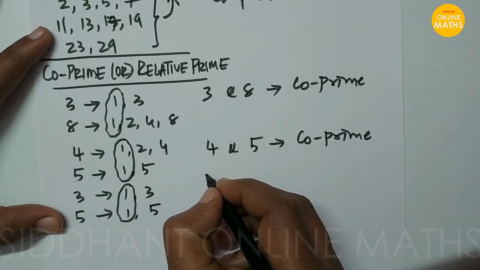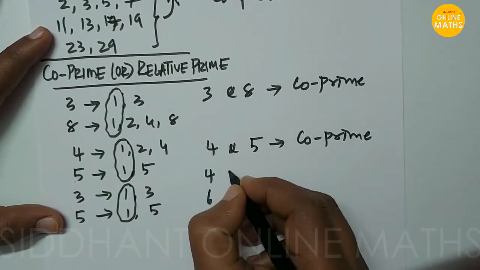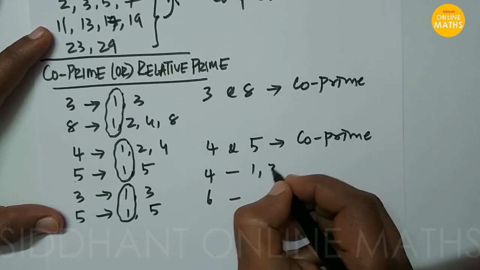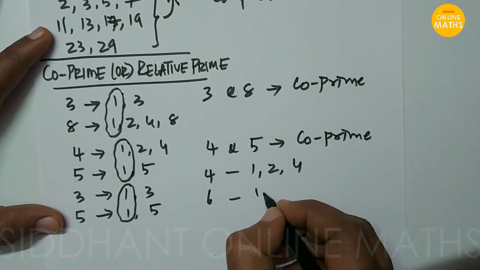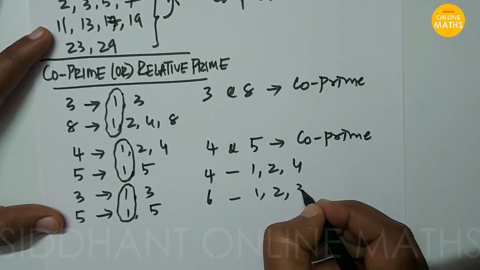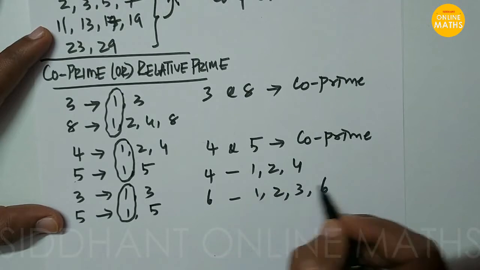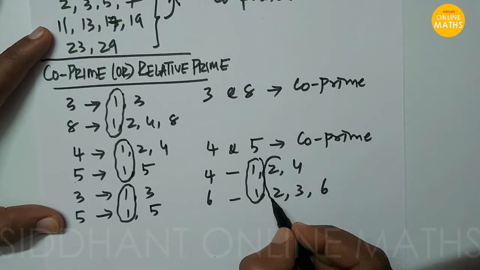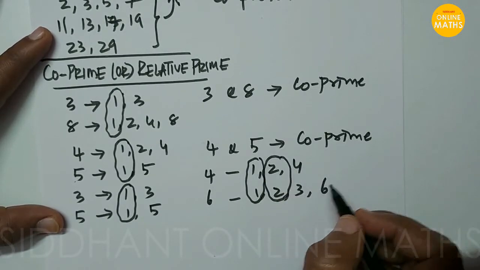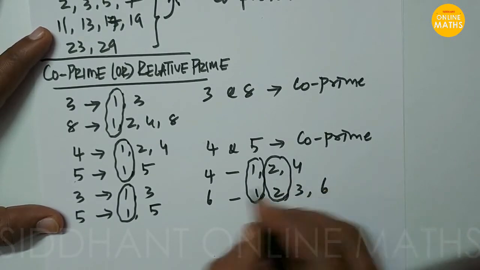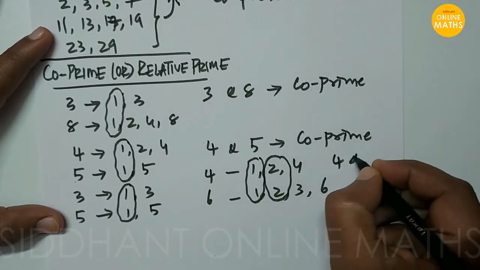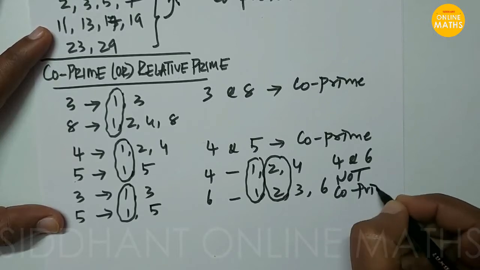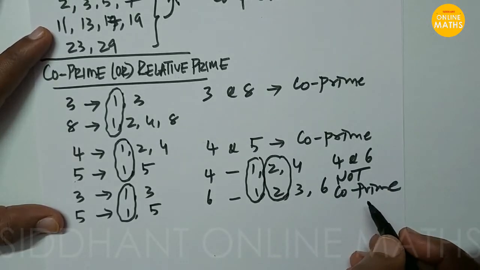Now if you take 4 and 6, 4 has factors 1, 2 and 4, and 6 has factors 1, 2, 3 and 6. What is the common factor here? 1 is a common factor and 2 is also a common factor. So here you see more than one common factor, and we can say that 4 and 6 are not co-primes.